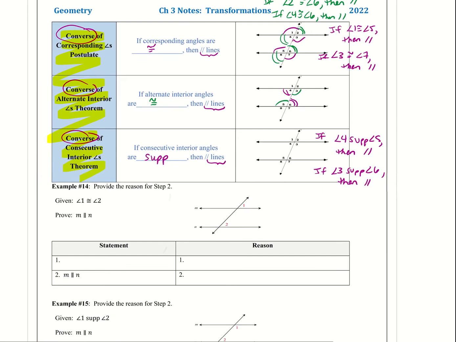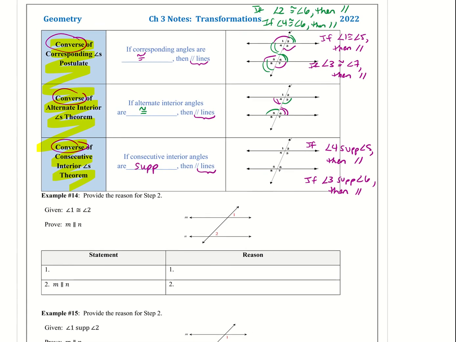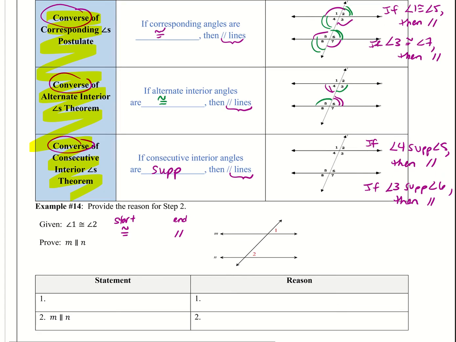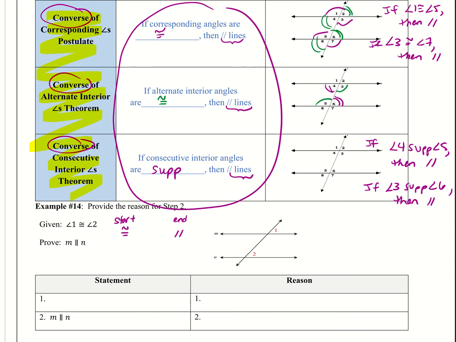Okay, so on these ones, look at our proof below. Look at our key phrases for our given and our proof statement. We are starting with congruent, and this time we are ending with parallel. So I'm going to be choosing one of these 3 here for my reason. And my reason needs to match. Okay, so these keywords need to match.